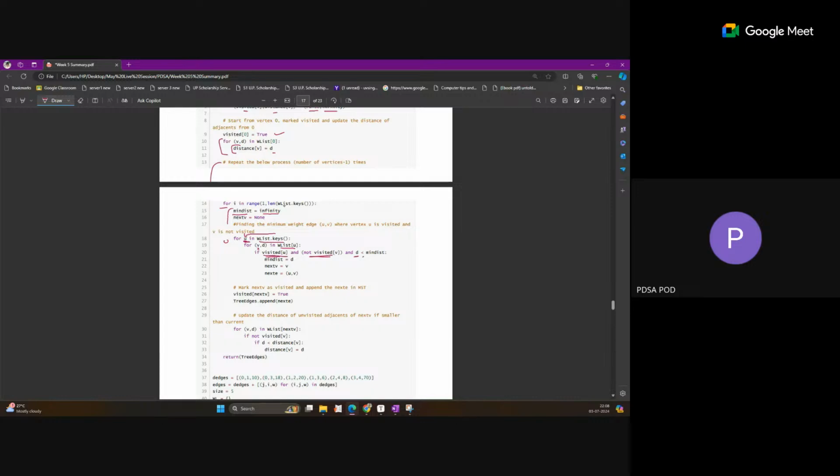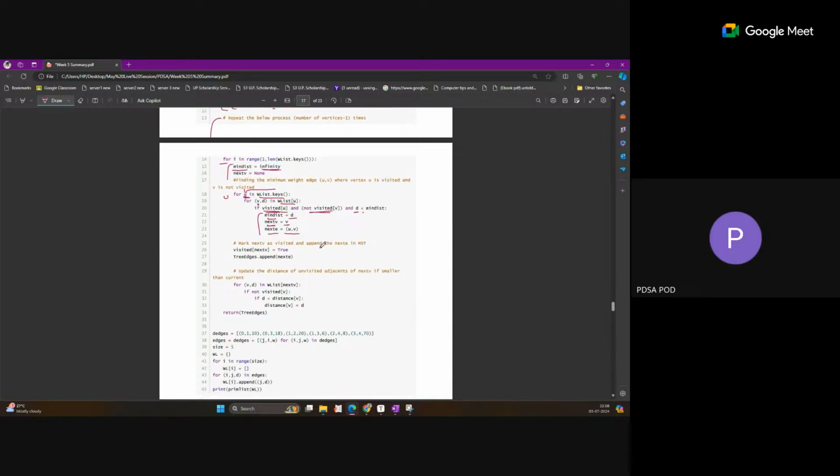The previous minimum distance is infinite. If you are getting this information, you are updating this min dist by D, and next V equal to V, and next E equal to this edge, and this is the vertex. Some implementations are different, but the process is similar. We will repeat this process again and again, and every time we will select the minimum vertex node and do the same process.